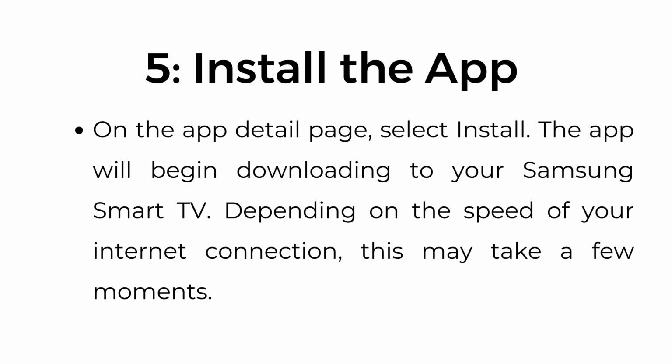Step number 5. Install the app. On the app detail page, select Install. The app will begin downloading to your Samsung Smart TV. Depending on the speed of your internet connection, this may take a few moments.